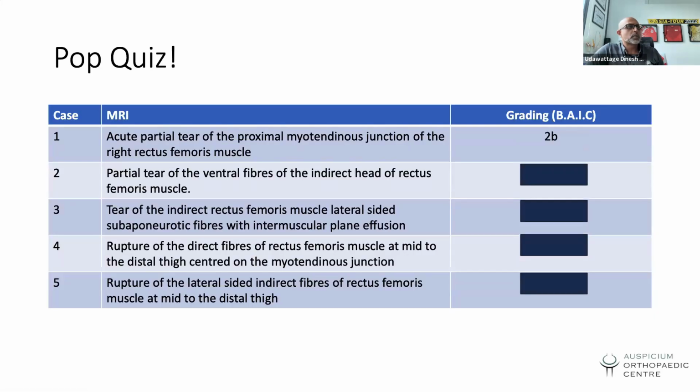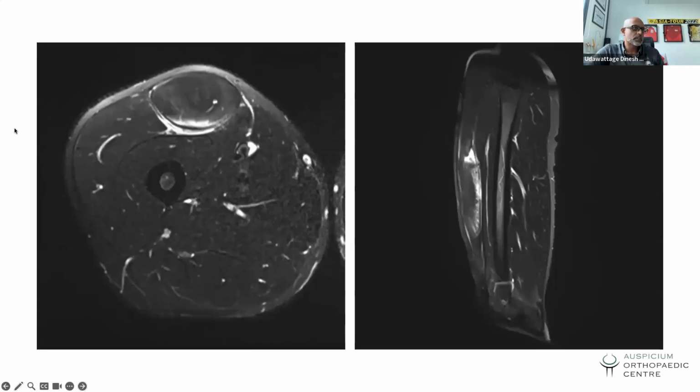Case 2, partial tear of the ventral fibers of the indirect head of rectus femoris muscle. I put this down as a 2A. Again, we have disruption of the intermuscular septum between the rectus femoris and the vastus, but there isn't any involvement of that central tendon area, and there's no involvement of the attachment. Although there is some gapping, it's not a complete rupture.